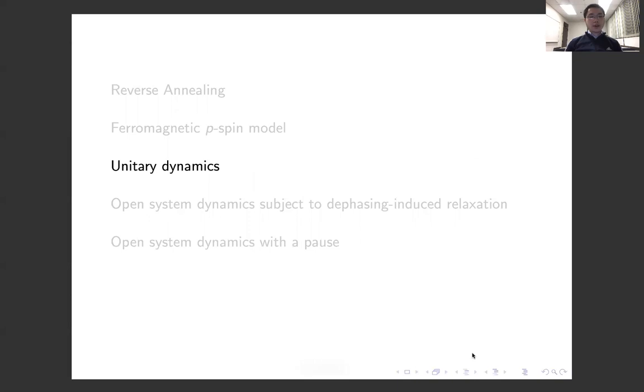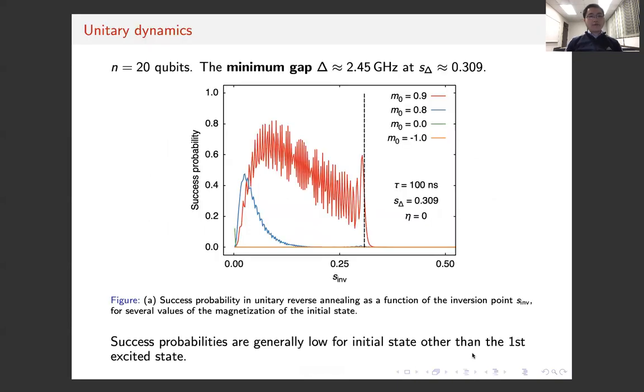So let's look at the results of unitary dynamics, closed system dynamics. We focus on n equal 20 qubits. As you can see on this plot, it shows the success probability versus S inversion. By success probability, I mean how likely we will find the solution state at the end of the whole reverse annealing protocol.